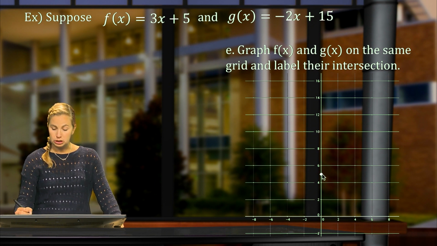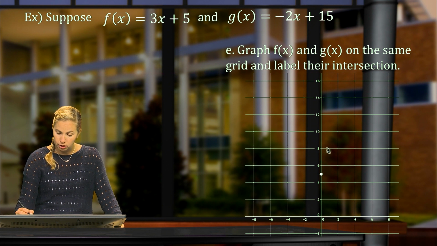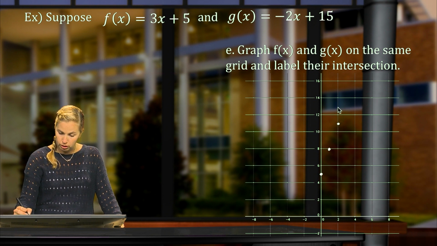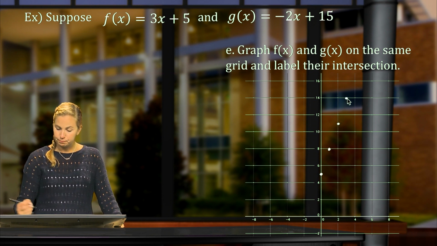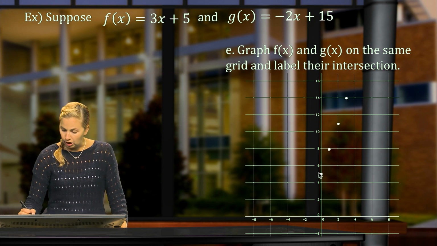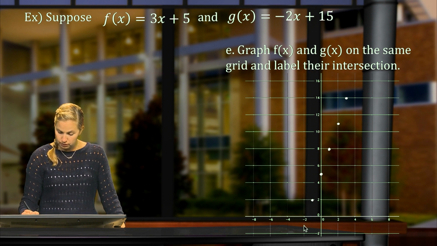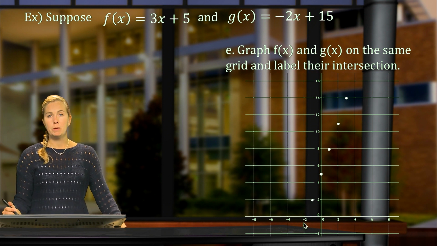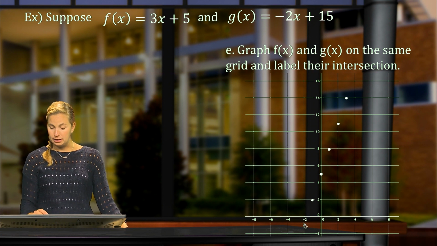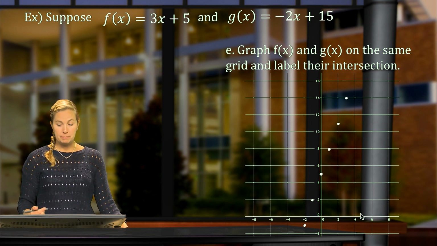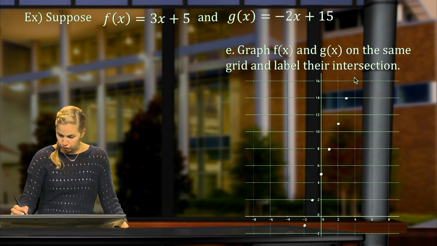And my slope is 3, so I'm going to go up 1, 2, 3 over 1. I can also go down 1, 2, 3 over 1. Be careful, make sure you're paying attention to the scale. Mine is going by 2s, so keep that in mind. I'm going to try to graph the nicest line here.